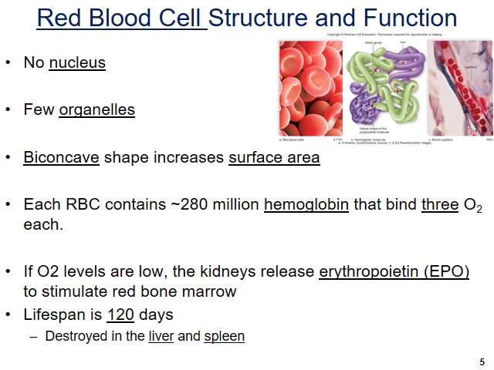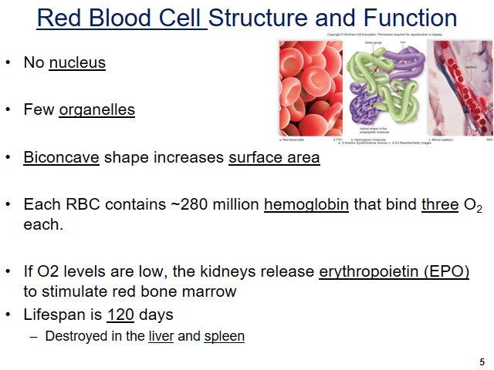So in part A here, we're now going to focus just on the red blood cells, or the erythrocytes. Part B will get into leukocytes and platelets, and part C will then look at blood typing. So red blood cells have no nucleus. They have very few organelles, so they're basically just jam-packed full of hemoglobin. That's pretty much what's in there.